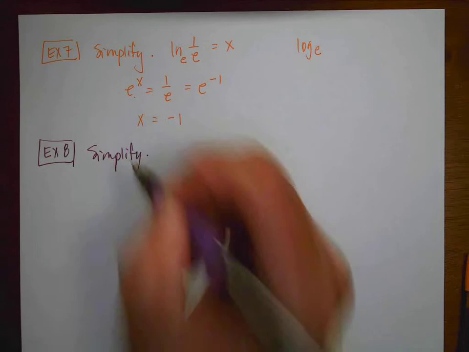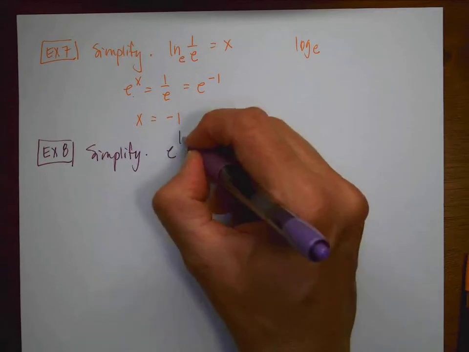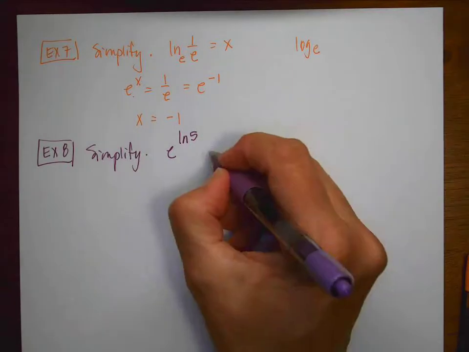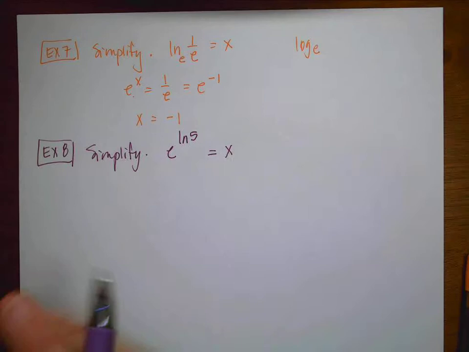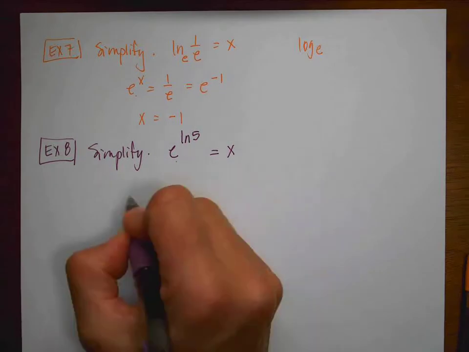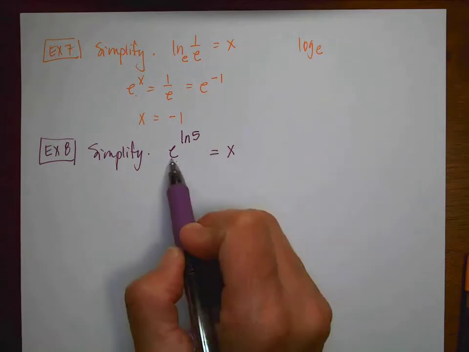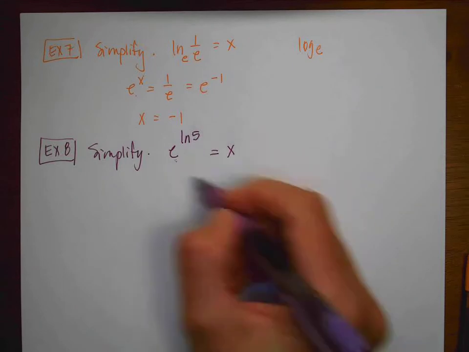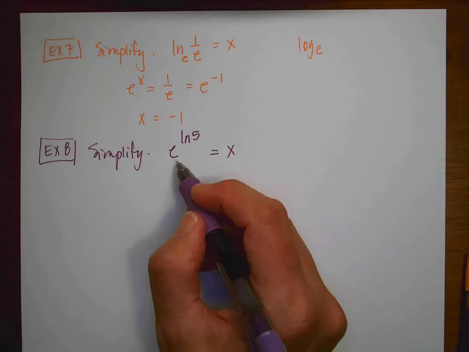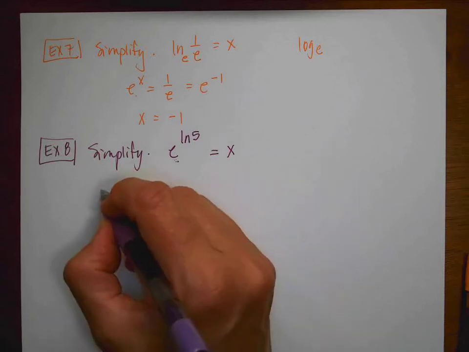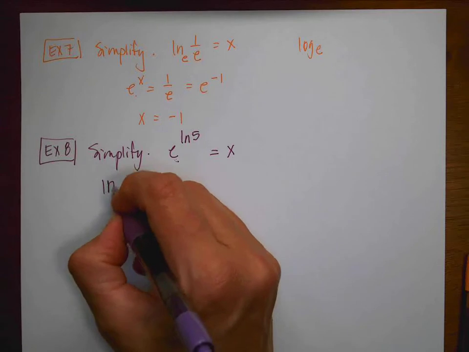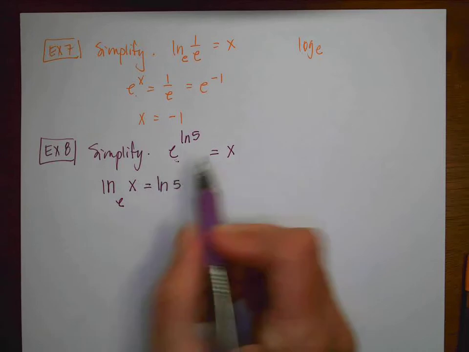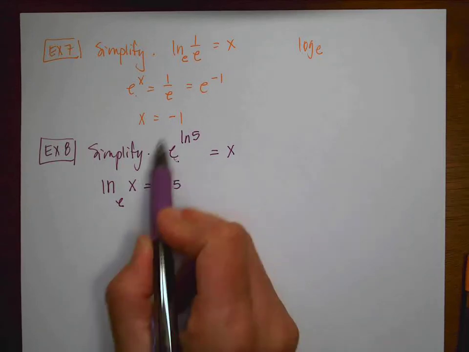Okay, example 8. We're just cruising right along. Again, such complicated directions. Simplify. E to the natural log of 5 is what I want to simplify. It's easier if I make it an equation. Go back to exponent form. Actually, I lied. This is already in exponent form, but it looks a little bit weird, so I'm actually going to convert it to log form. So I'm going to say the natural log base e of x is equal to the natural log of 5.